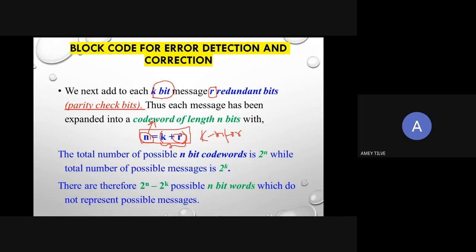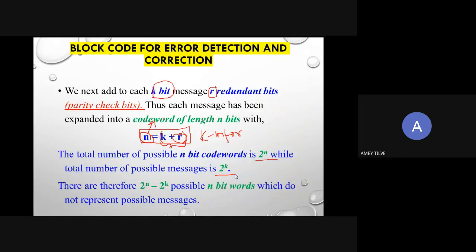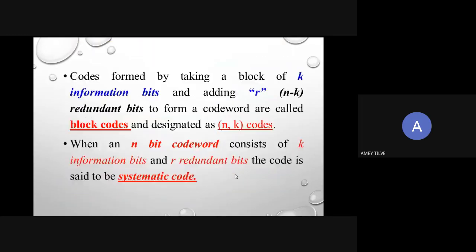So the total number of possible code words will be 2 raised to n, and the total number of possible messages is 2 raised to k, which we have already seen. As of now, you don't need to worry about anything else. Just remember that there are k information bits, and we club these k information bits with redundant bits, and that is called a code word of length n. So n is nothing but the length of the code word in bits. This is more than enough for you all to remember here. Now, how do we denote this code word?